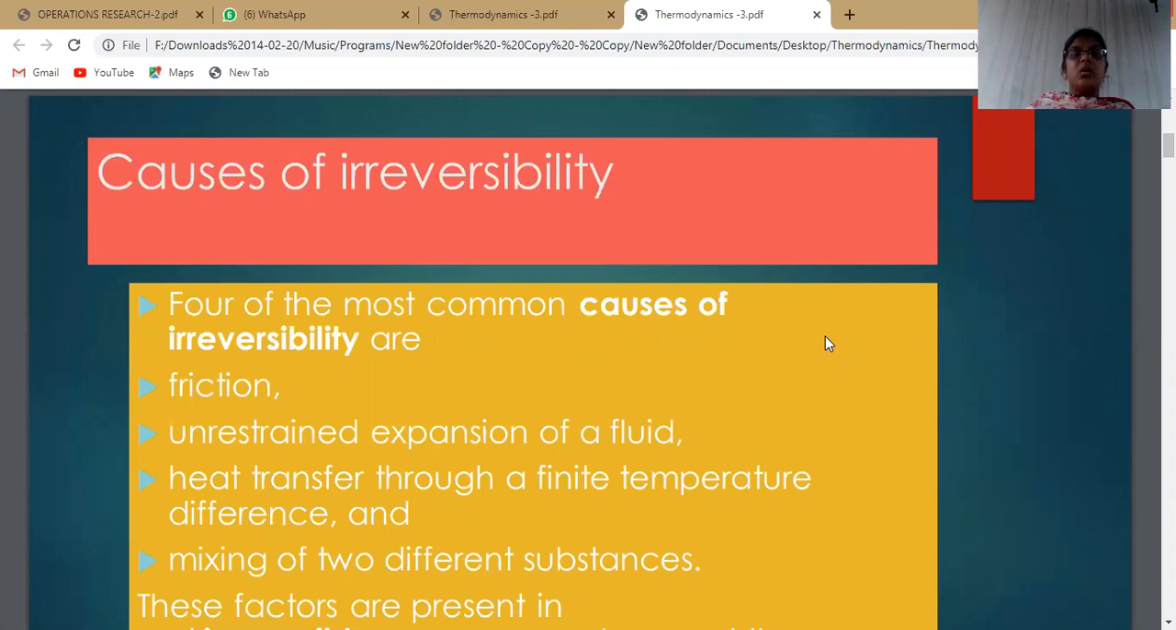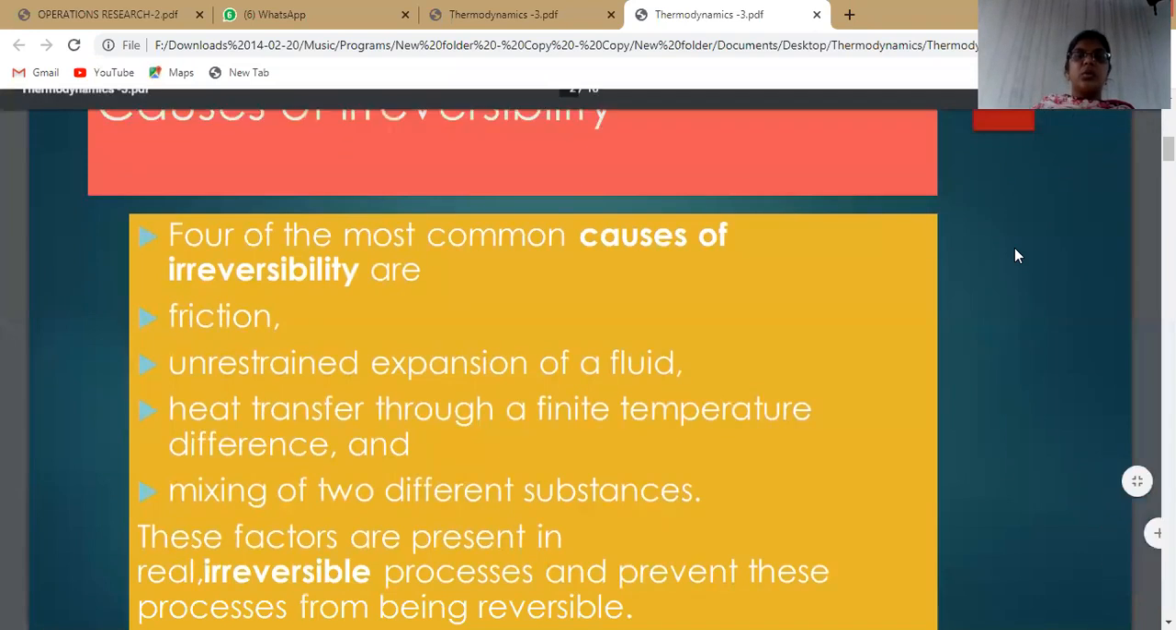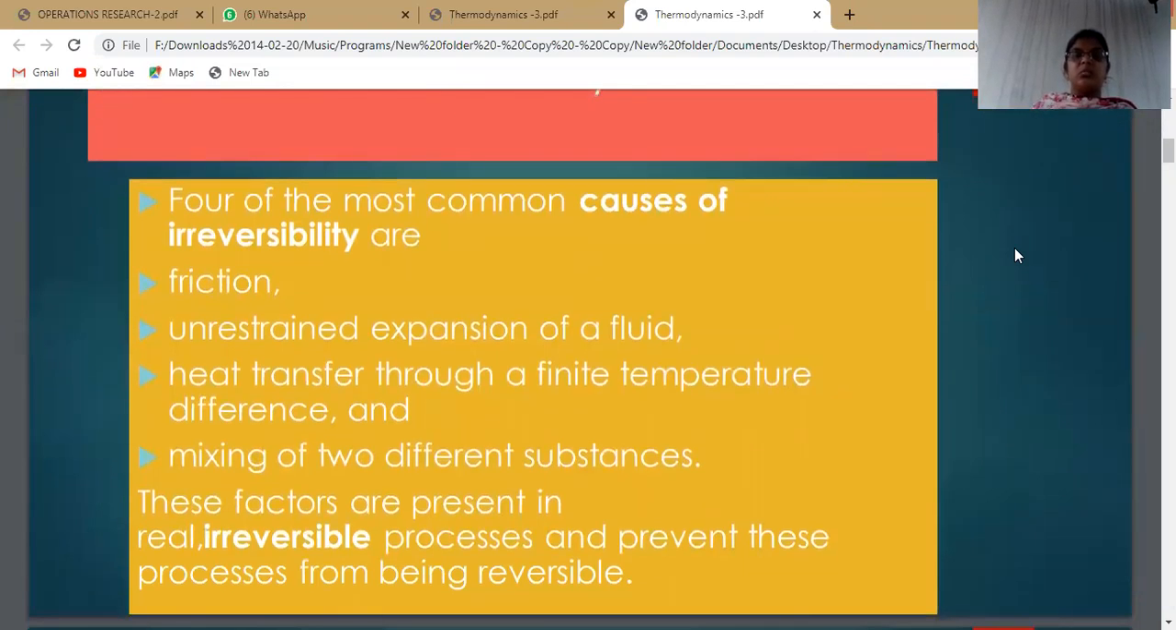When we consider irreversibility, there are losses occurring in the system, like friction. The different types of losses that occur may decrease the efficiency of a system. So all of these are causes of irreversibility. The four most common causes of irreversibility are: one, friction. If we consider a piston and cylinder, friction is the most significant loss.